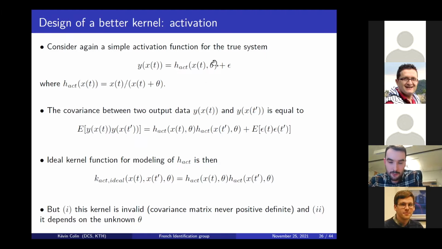We can have a very good estimate of theta. But let's not do that. Let's propose a GP regression of this function. So we have to determine a covariance function.